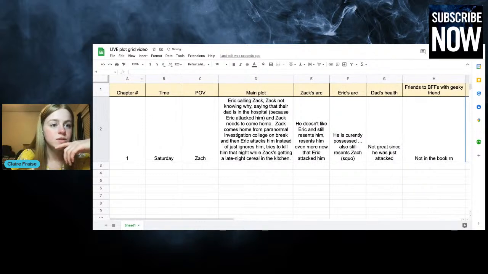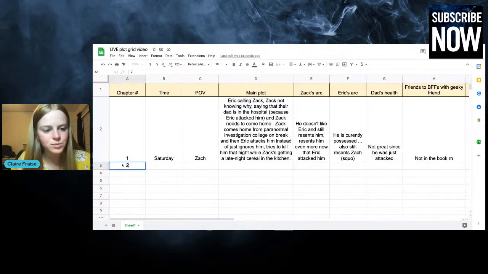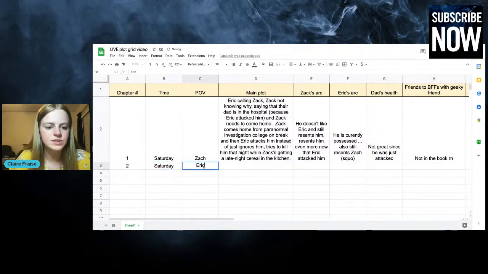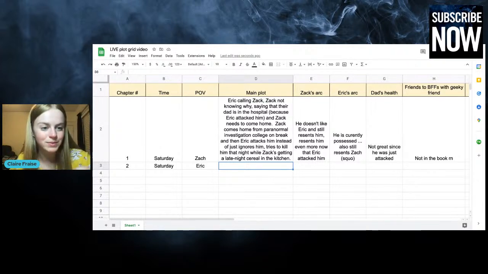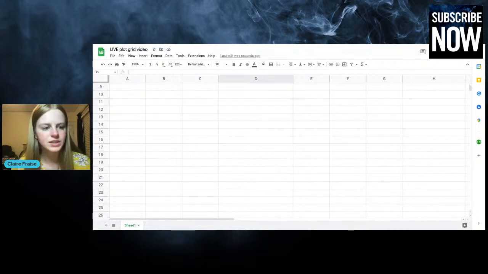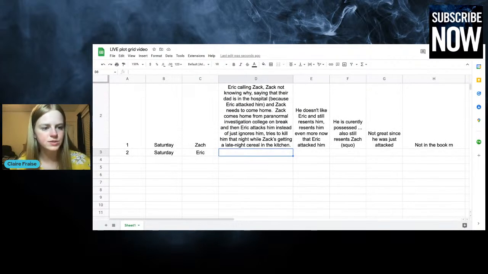Okay, so now we have the next chapter. We probably want one from Eric's point of view, also on Saturday. This will be interesting because he's currently possessed by the alien. We can have something in here. I'm not going to fill out every single chapter, but I'm just going to skip to our next big plot point, which is the midpoint. The midpoint usually comes around halfway through. All of my books have around 40 chapters, so usually this is around the 20 chapter mark. So let's just pretend that down here is 20 chapters in, just so we can see all of the things at the same time.